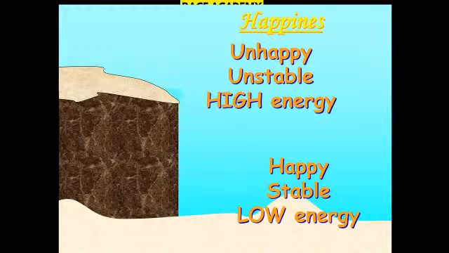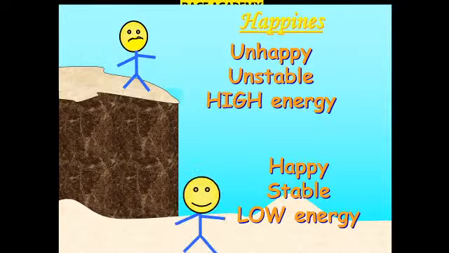Happiness, unhappy, unstable, high energy. So in chemistry also, for a particular element, we can give the information about instability. The atom is unstable because it has high energy. If the atom is stable, it has low energy. Happy means it is stable, unhappy means it is unstable.